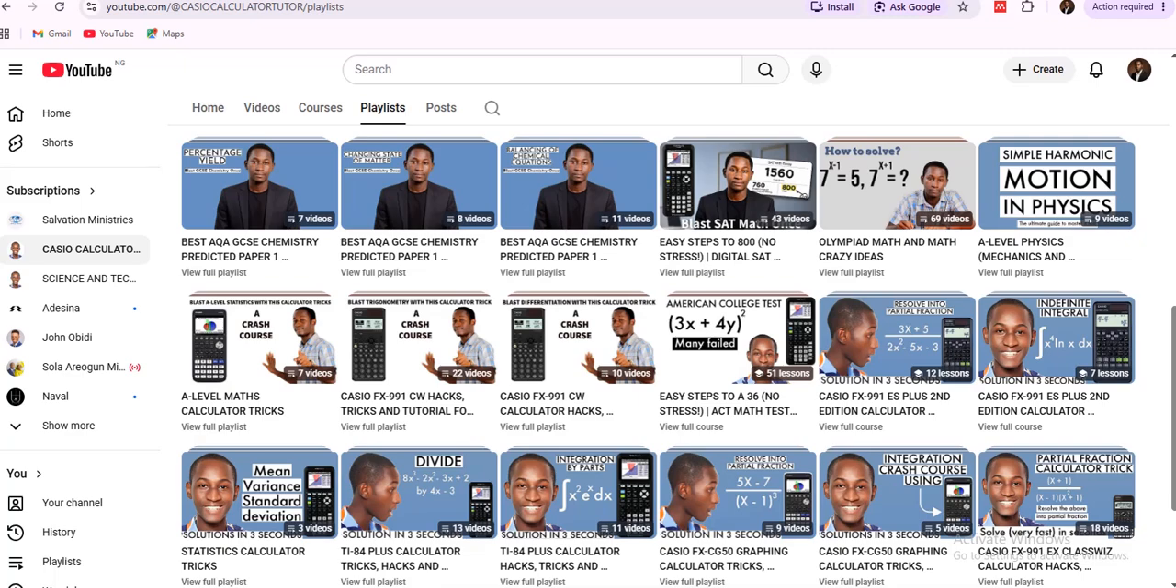Rather, buy either the Casio FX-991ES ClassWiz or the Casio FX-CG50 graphic calculator, yes, or you buy the Casio FX-991CW. Either of these versions of the Casio calculator have better features, with the latest features on them to help you deal with advanced math problems easily. So if you have any of these three Casio calculators, come to my playlist, check the specific playlist for either algebra or statistics, and then watch the videos.